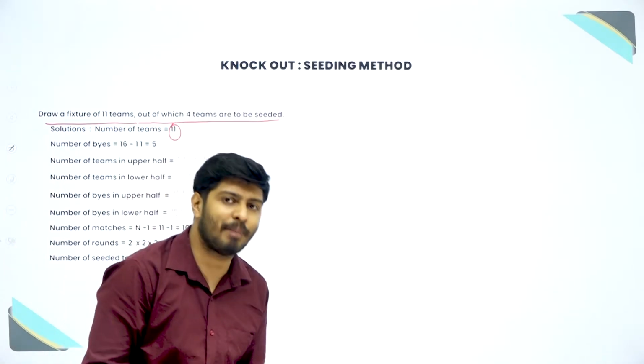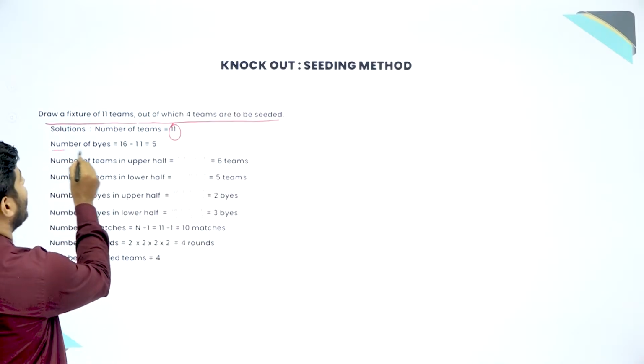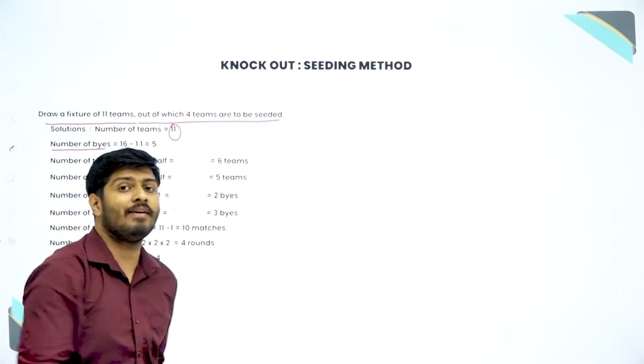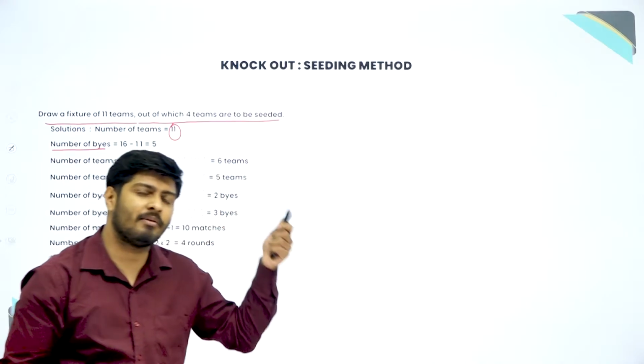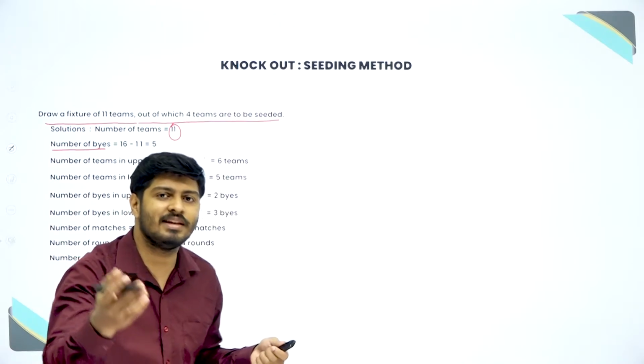Now we need to find byes. Second step is what? To find byes. So what is it? Number of teams is again 11. We already did the same example we took to make you understand how to calculate byes, right?